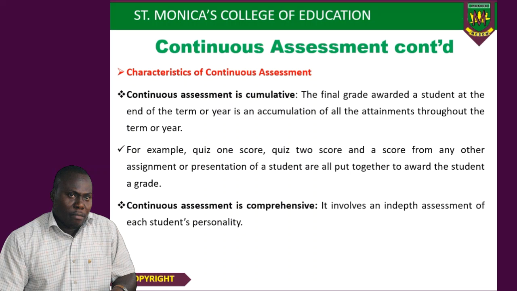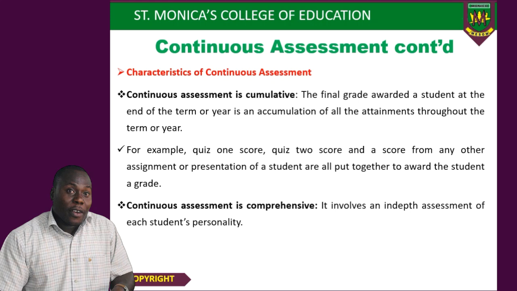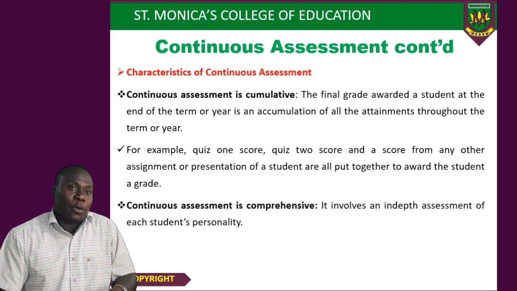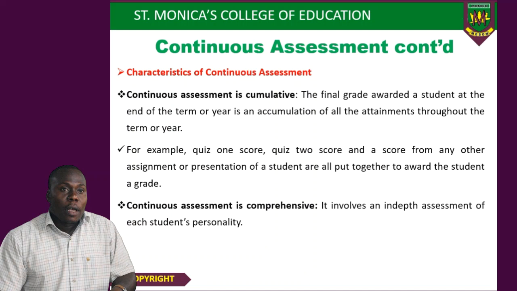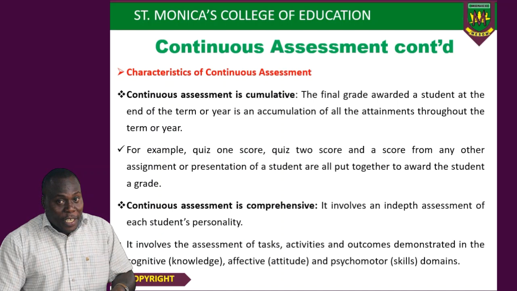So if the child is sociable in class, an aspect of that is recorded and put down. If the child responds to questions in class, that aspect is recorded and put down. So every aspect of the child, including the cognitive, how the child is able to exhibit, to create, to do things on his or her own, every aspect of such is put down. So it is comprehensive, meaning it cuts across the various facets of the educational domain, and particularly every aspect of that particular person that you want to assess. And it involves the assessment of tasks, activities, and outcomes demonstrated in the cognitive, that is the knowledge aspect, the affective, and the psychomotor, that is the skills that the person is able to exhibit.